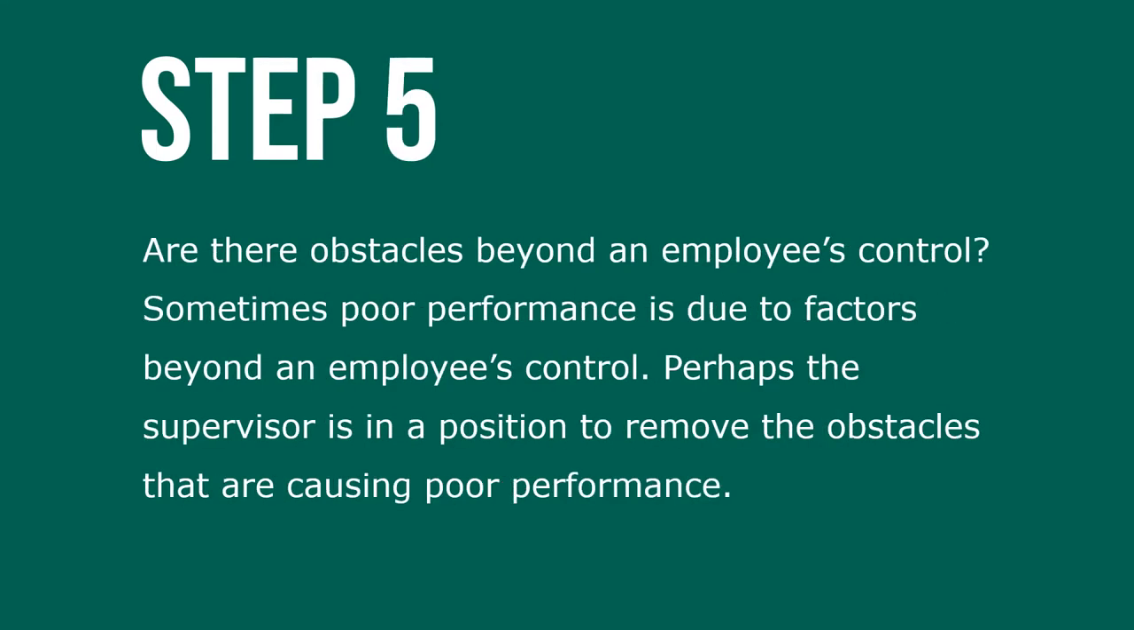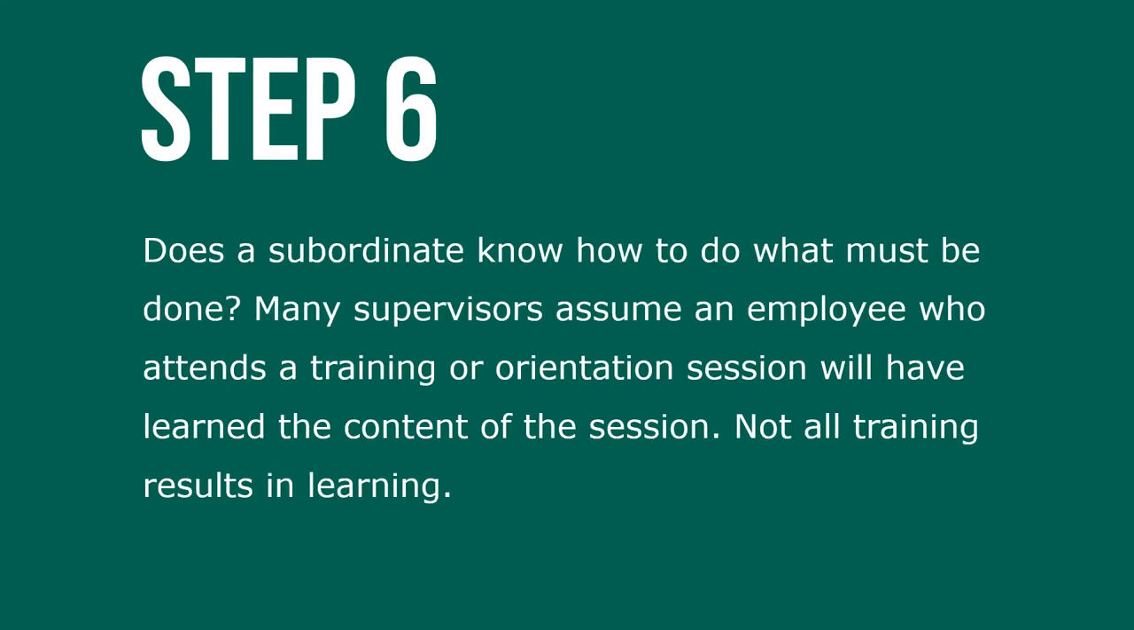Step 5. Are there obstacles beyond the employee's control? Sometimes poor performance is due to factors beyond an employee's control. Perhaps the supervisor is in a position to remove the obstacles that are causing poor performance. Step 6. Does a subordinate know how to do what must be done? Many supervisors assume an employee who attends a training or orientation session will have learned the content of the session. Not all training results in learning.